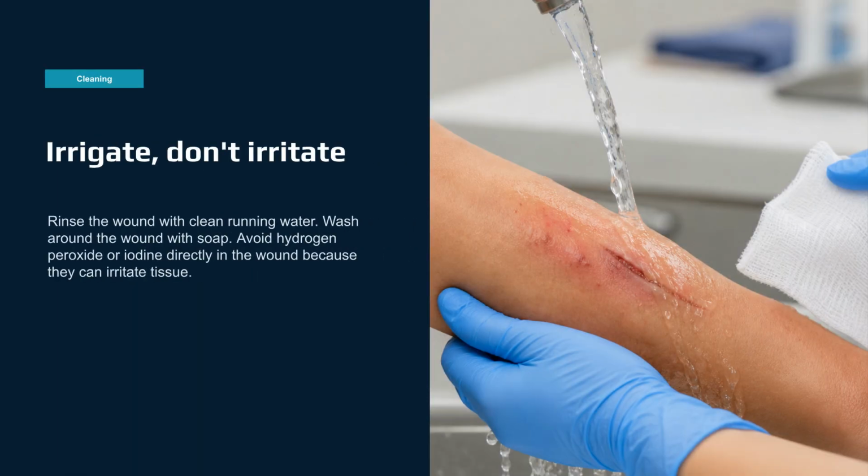When cleaning a wound, irrigate, don't irritate. Rinse the wound with clean running water or saline. Wash around the wound with soap, but avoid applying harsh chemicals like hydrogen peroxide or iodine directly to the wound bed, as they can irritate tissue.